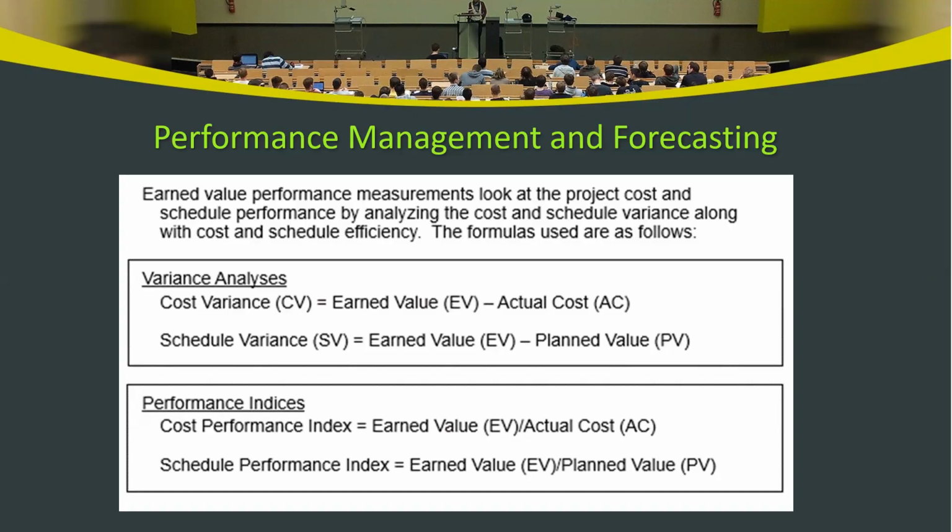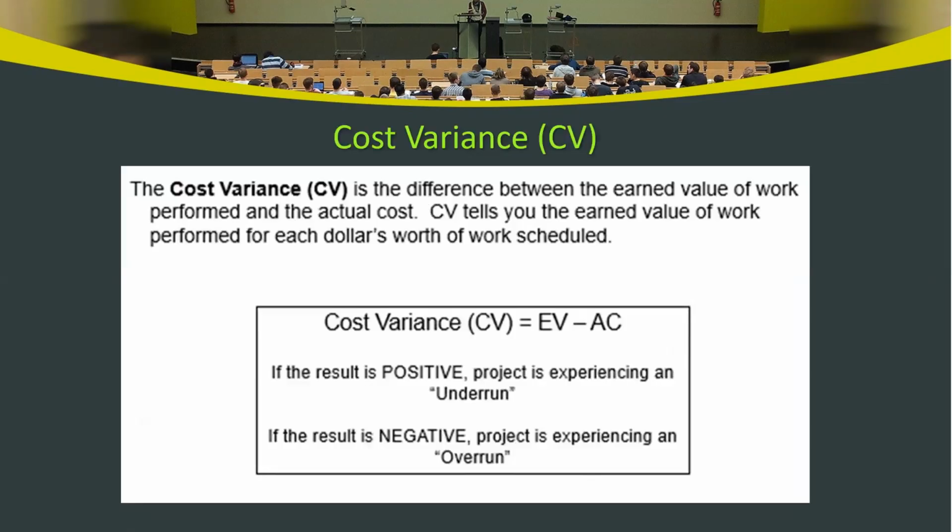Now let's look at how we use these relationships to interpret the status and projection. Cost variance: the formula is CV equals EV minus AC. If the result is positive, that is good. It means the project is under budget, spending less than what it could spend. If it's negative, that's bad. The project is experiencing an overrun, meaning it's spending more than it was supposed to spend.